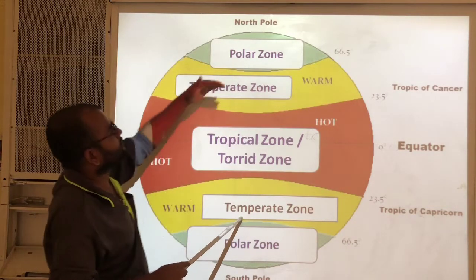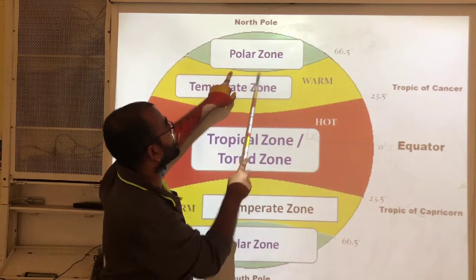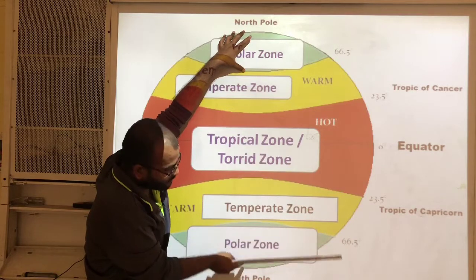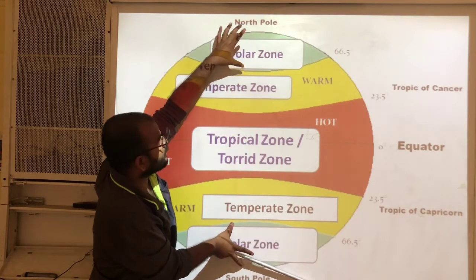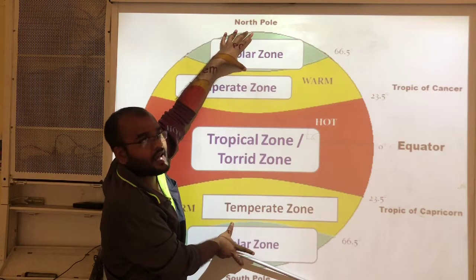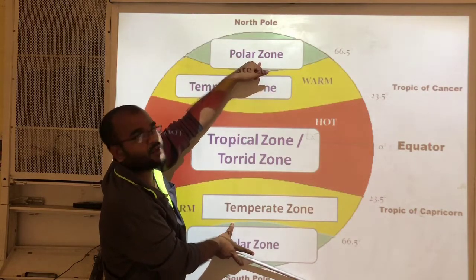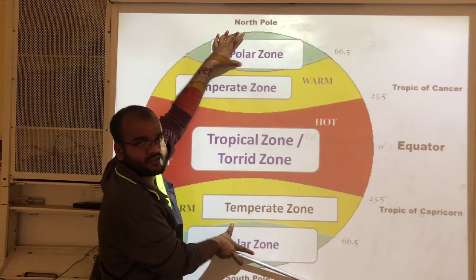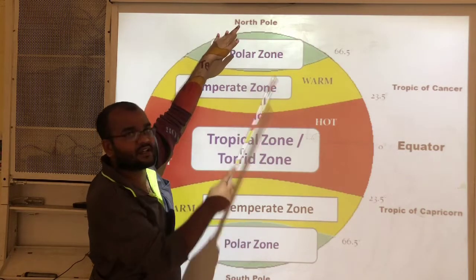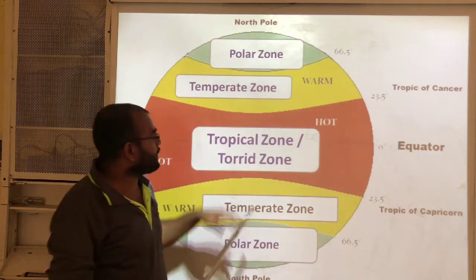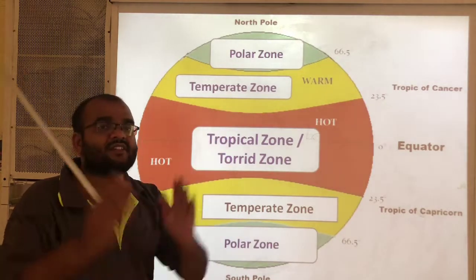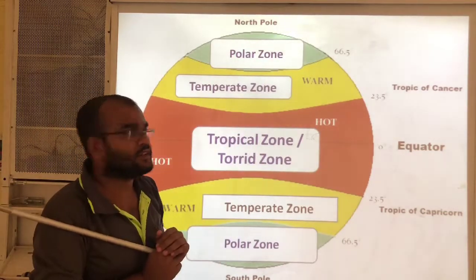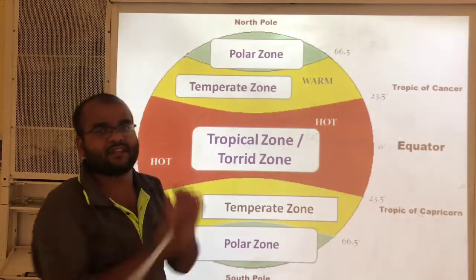And from the Arctic Circle to the North Pole, this region, and from the Antarctic Circle to the South Pole, this region. These two regions are called polar regions because they are very near to the poles. That's why they are called polar regions or polar zones. In the tropical zone, temperature is more. Next, in the temperate zone, somewhat less. And in the polar zone, very less.